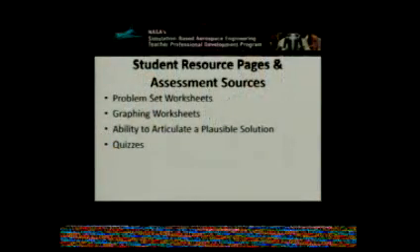So in looking at this, there needs to be student accountability as well as teacher accountability. So we need to implement assessments throughout this unit, through any unit. We all know this, we've all been trained in this. So for these various forms of assessment, we need to look at problem set worksheets, which give us the analysis of can they actually go through the computations by hand. We need to look at graphing worksheets, do they understand how to provide the visual when given the data. And lastly, their ability to articulate and propose a plausible solution.